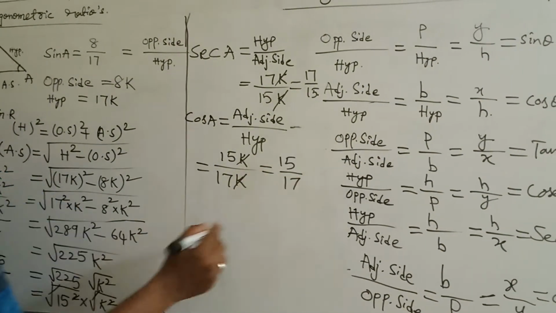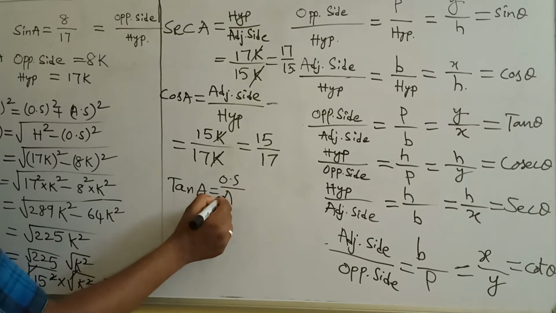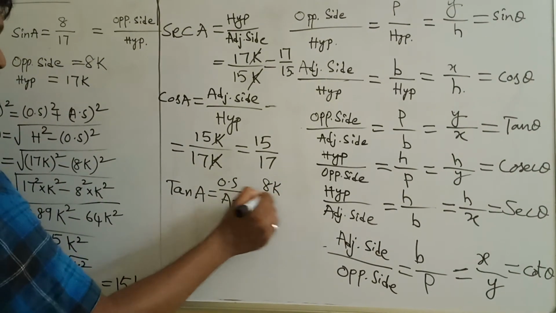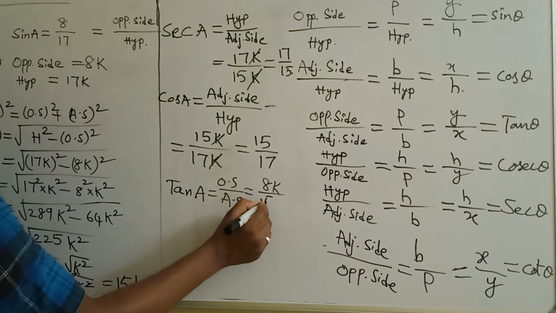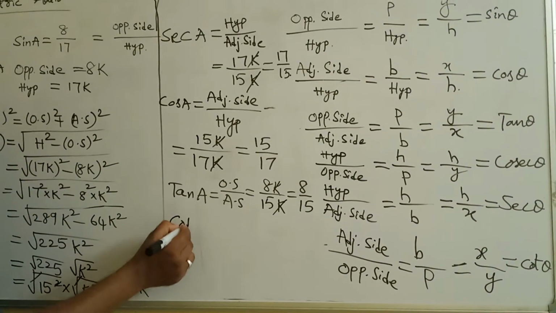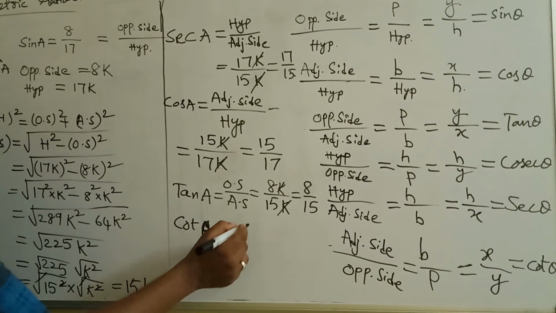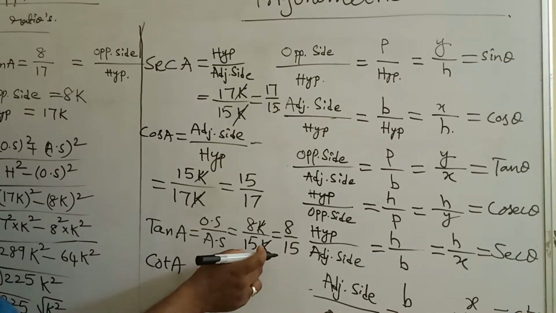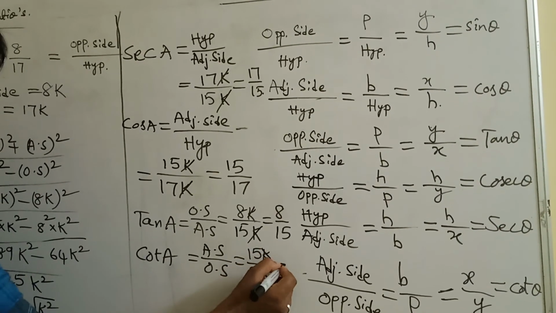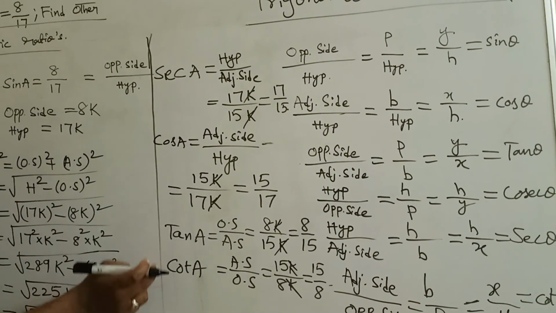Now tell me, what about tan A? Tan A means opposite side upon adjacent side. What is the opposite side here? Opposite side is nothing but 8k and adjacent side is nothing but 15k. K cancels. What are you going to get? 8 upon 15. Same method. What is cot theta? Here theta is A, so write cot A. Cot A is equal to adjacent side upon opposite side. What is the adjacent side here? 15k. What is the opposite side? 8k. K gets cancelled. You are going to get 15 upon 8. So now sec A, cos A, tan A, cot A, then what?